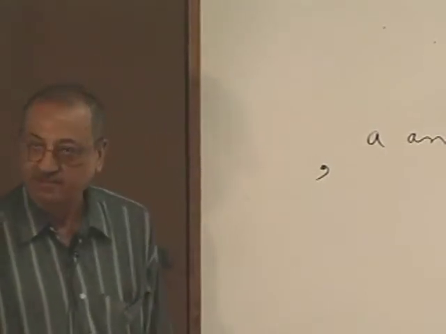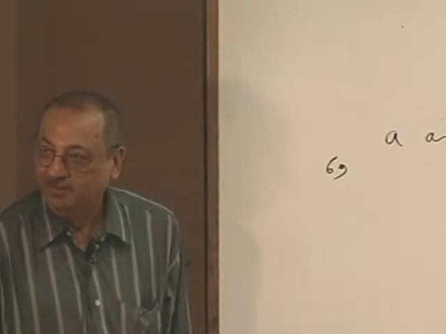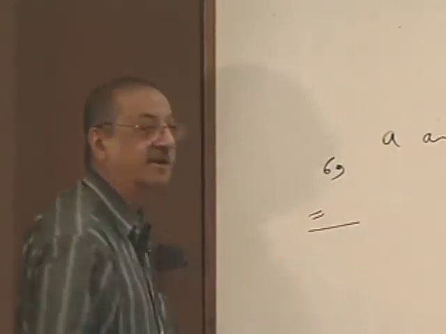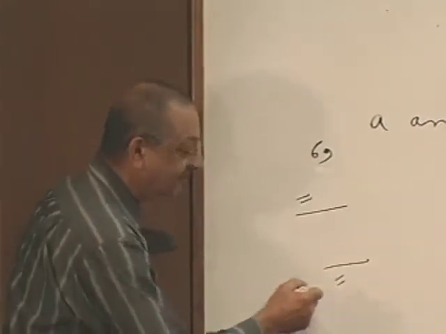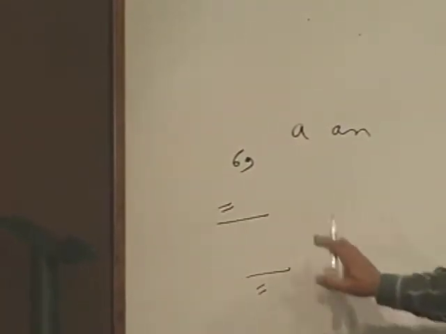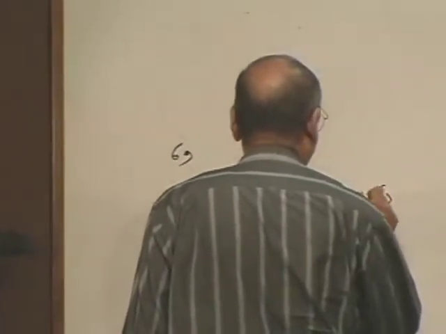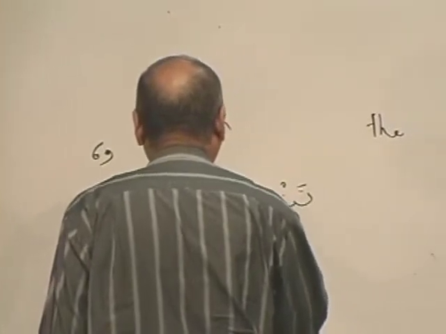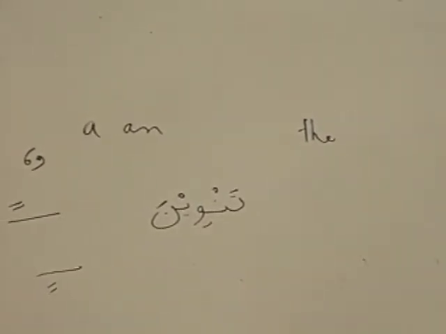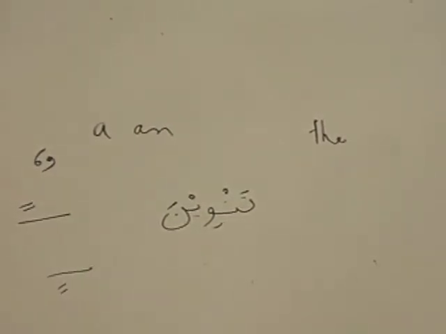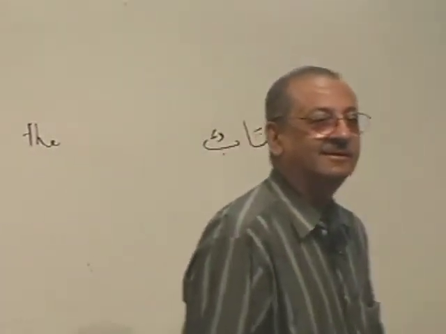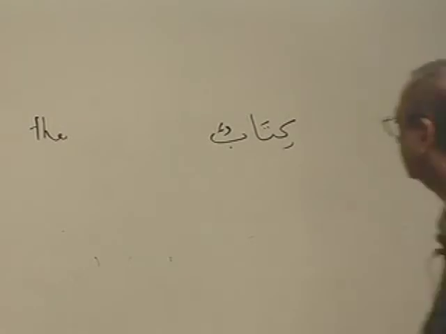If the noun ends with a dhamma, then we put two dhammas. If the noun ends with a fatah, then we'll put two fatahs. If the noun ends with a kasra, we put two kasras. This is called tanween. What is it called? Tanween. Tanween tells us that the noun is indefinite. Are you with me? Tanween will tell us that the noun is indefinite. If I say kitabun, what is the English? A book.